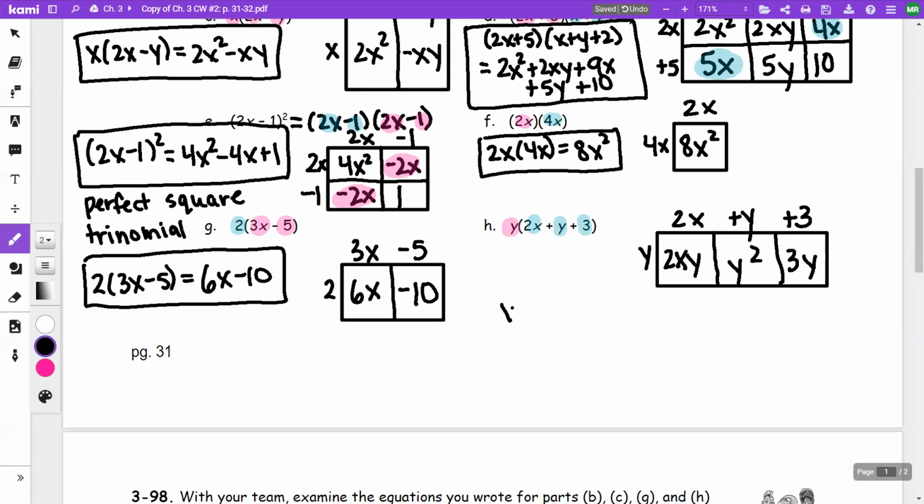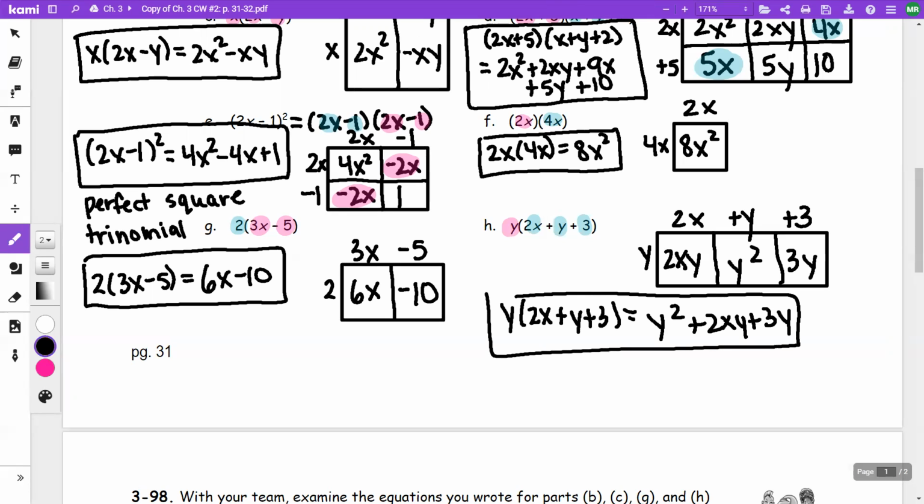So my answer is going to be y times 2x plus y plus 3 is equal to, I usually like to put my y squared first, 2xy plus y squared, but it doesn't matter. Doesn't matter as long as I have all 3 of those terms.